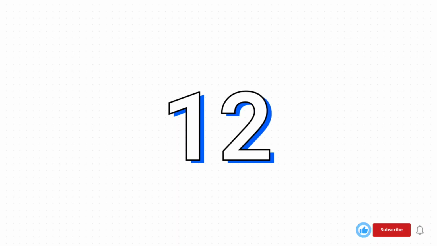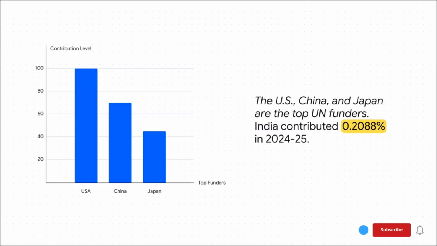Now, this next number, this one's a big one. The UN and its different agencies have been awarded the Nobel Peace Prize 12 times. 12! That's a huge testament to the impact of their work, from delivering aid in a crisis to helping broker peace. Okay, so who foots the bill for all this?